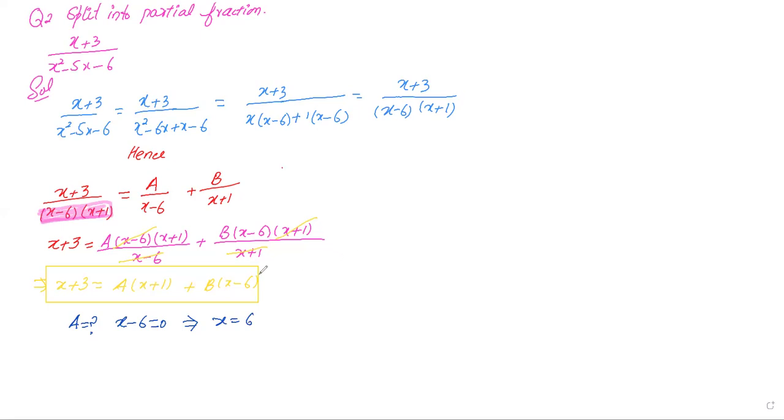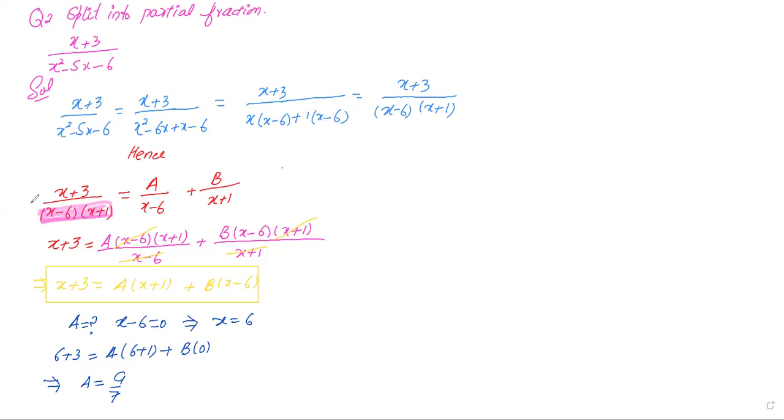When you replace this 6 in the yellow equation, I will get 6 + 3 equal to A times (6 + 1), and the remaining B term becomes 0. So you will get from here the value of A will be 9/7. If I'm not wrong, that is the value of A.